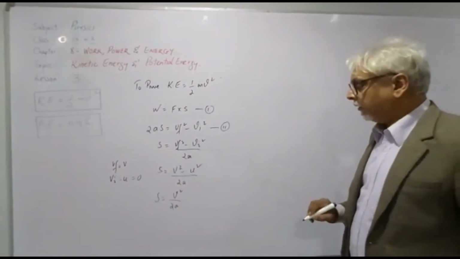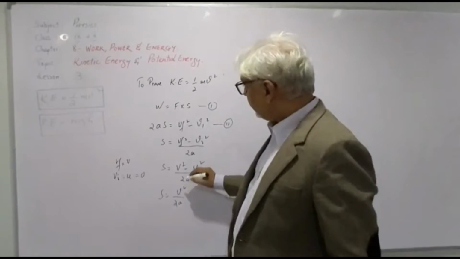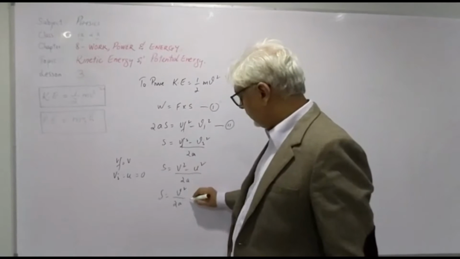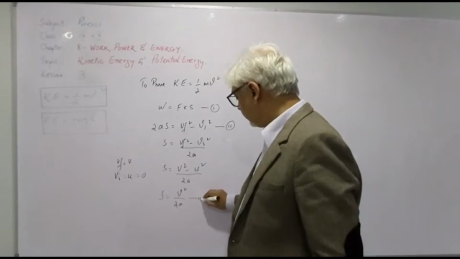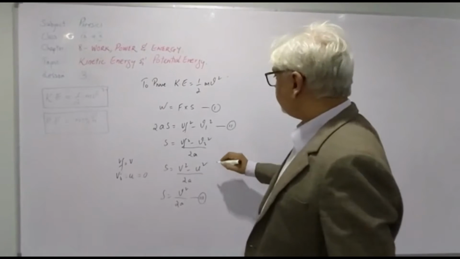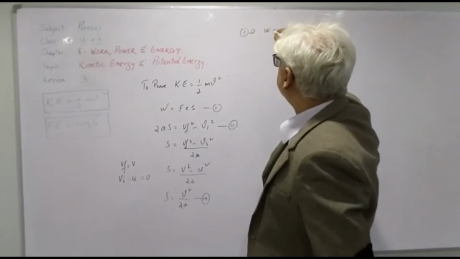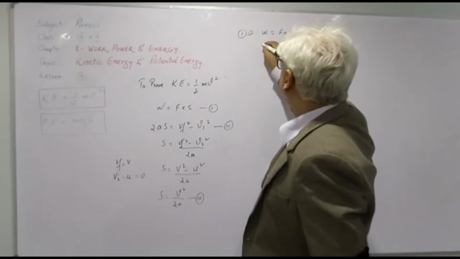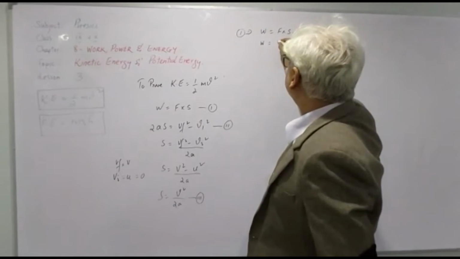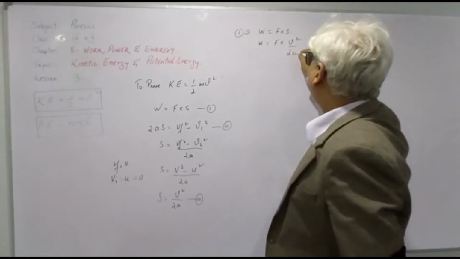Now I've got this equation, let's call it equation number 3. What I will do now is replace the value of s in the first equation. The first equation, you know, is W is equal to F times s. If I substitute this value of s over here, I'll get W is equal to F times v squared upon 2a.